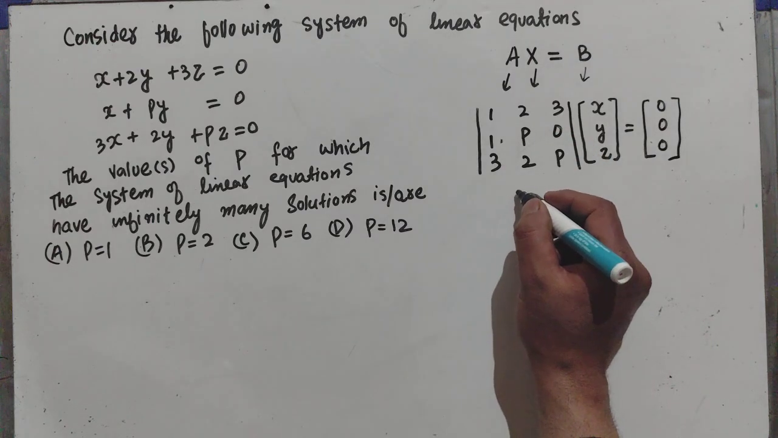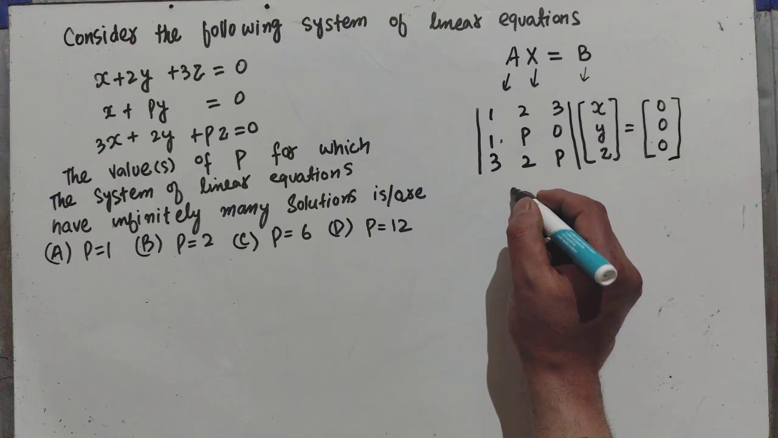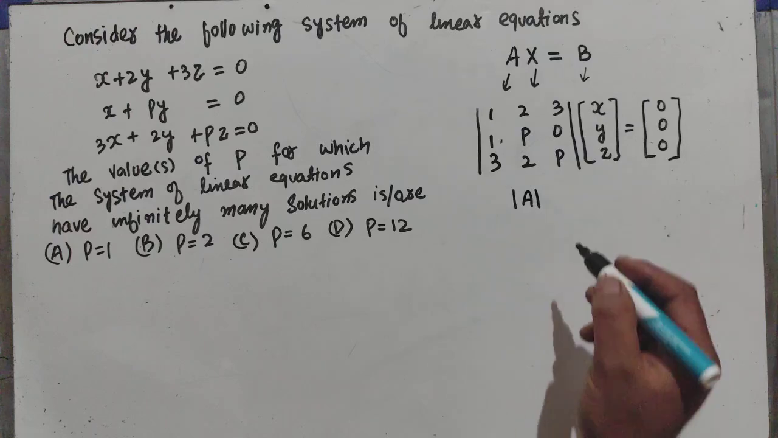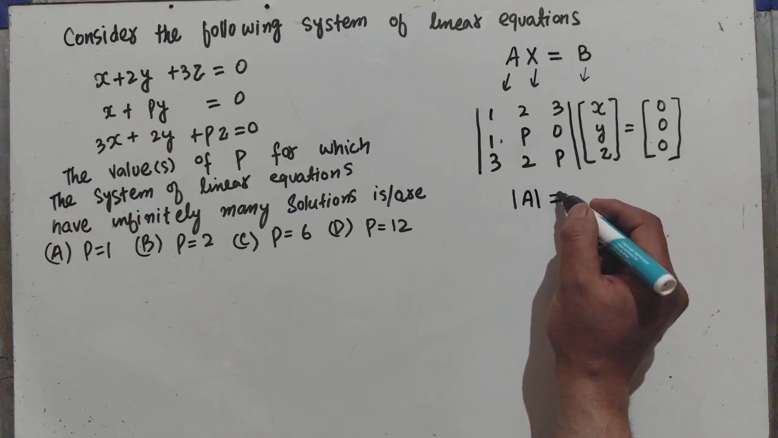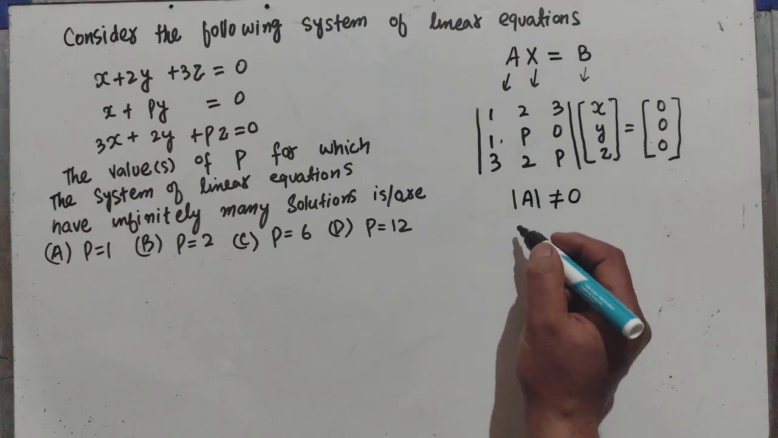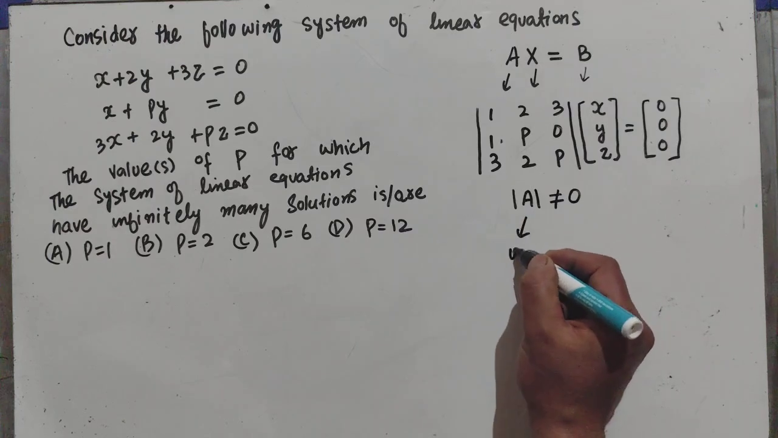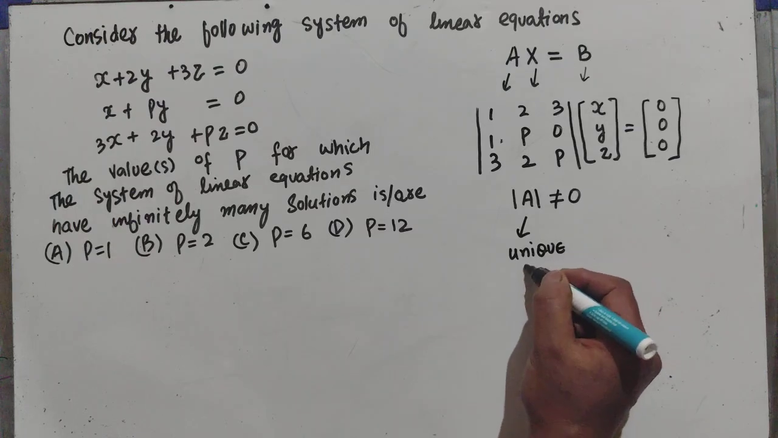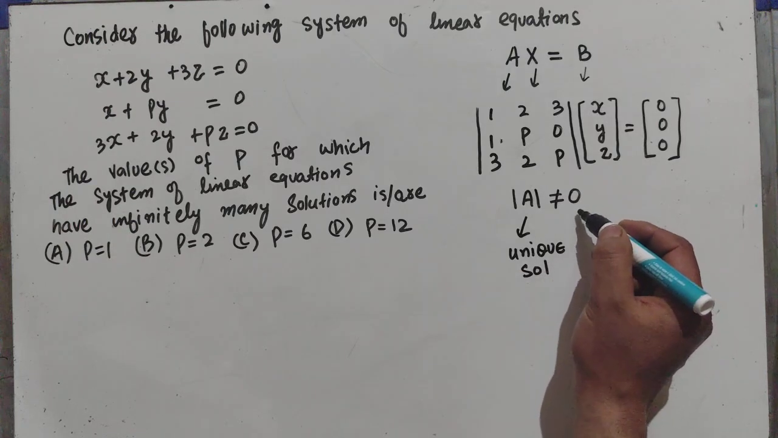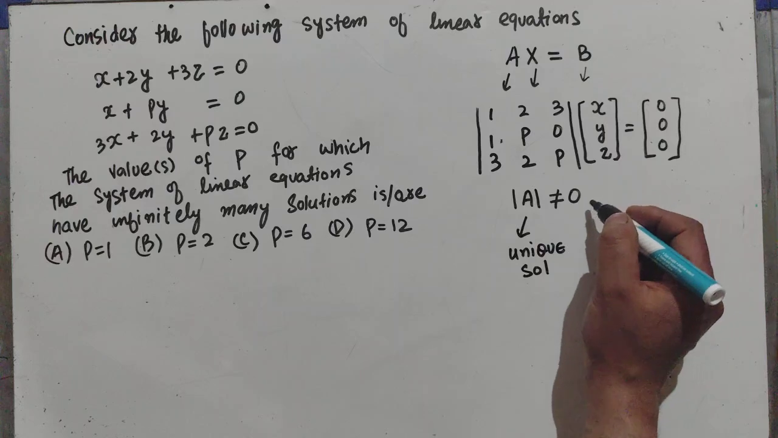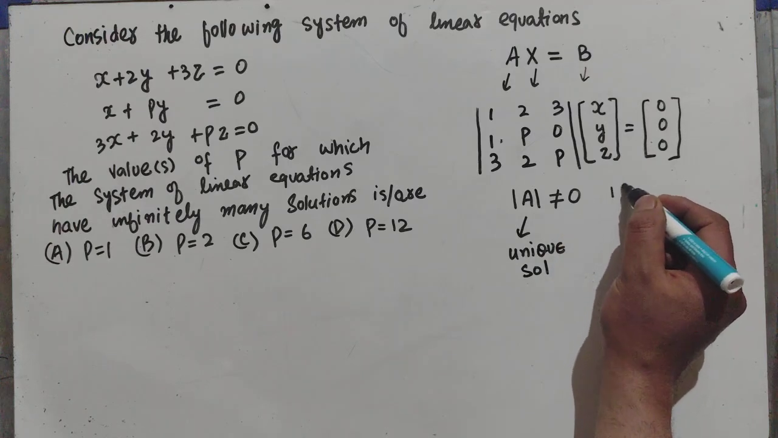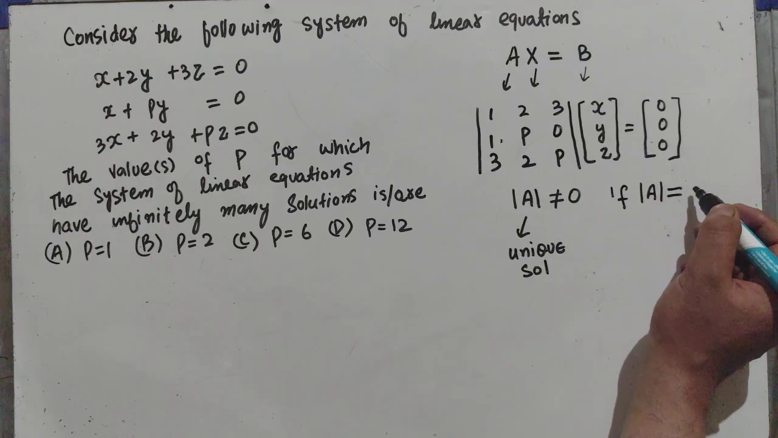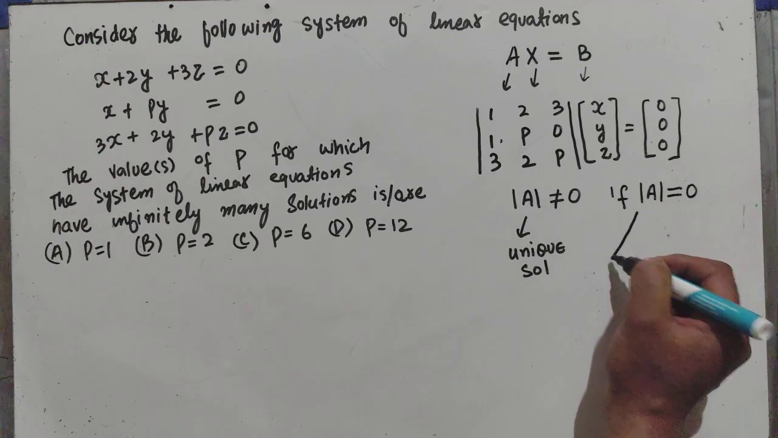So the condition is like this. If the determinant of this matrix is not equal to 0, then we have a unique solution. If the determinant of A is equal to 0, then there are two cases.